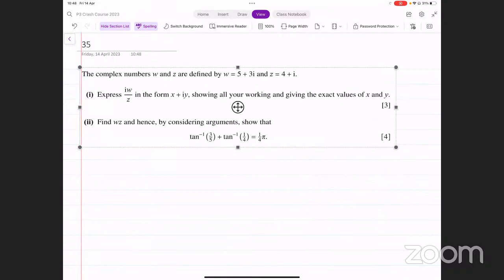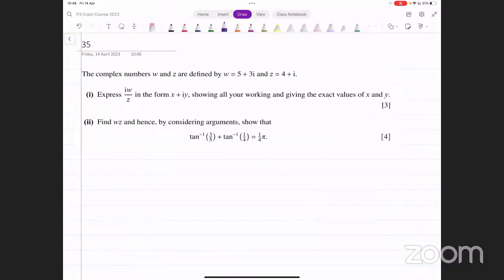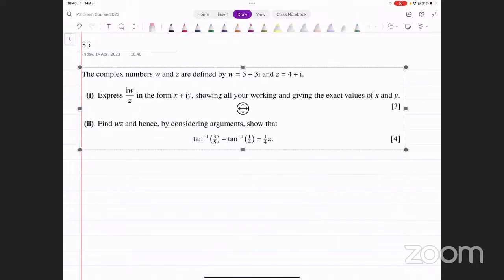Okay, so it says the complex numbers w and z are defined by w equals 5 plus 3 iota and z equals 4 plus iota. We need to express iota w over z in the form x plus y iota, showing all our working and giving the exact values of x and y. Now, how is this going to work? Just have to evaluate this.